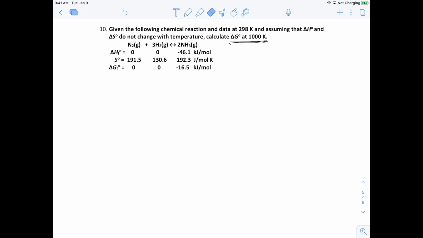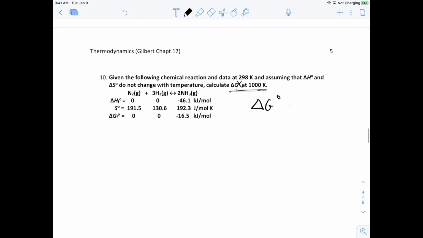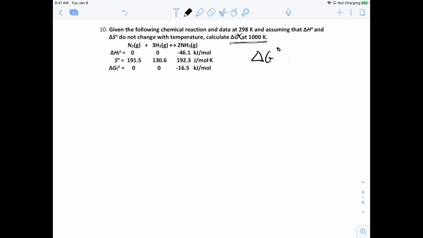Okay, so it would be easy enough if you were asked for what is delta G at standard conditions. Well, this really shouldn't be delta G 0. It should be just delta G at 1000 Kelvin. But anyway, if you were doing it at standard conditions, you would just do delta G equals the sum of the products minus the reactants. Right? But we don't want it at standard conditions.